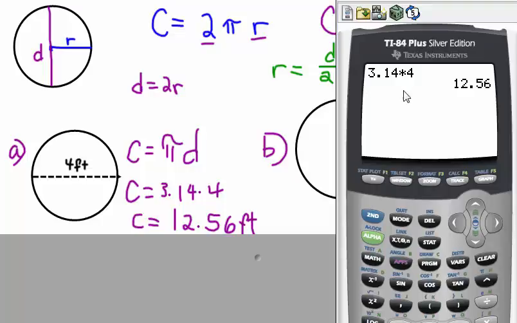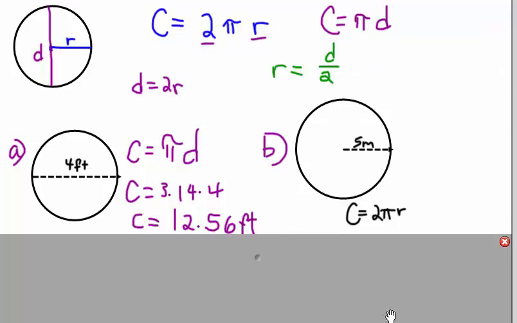Now before we move on, let me show you with this one what happens when you just use the pi button. I can hit second, the caret key, and put the 4 in, multiplying it times 4, and I end up with 12.566. So it's just slightly different, so you'd end up with 12.57 if you round it to the nearest hundredth. So I do want you to know that.